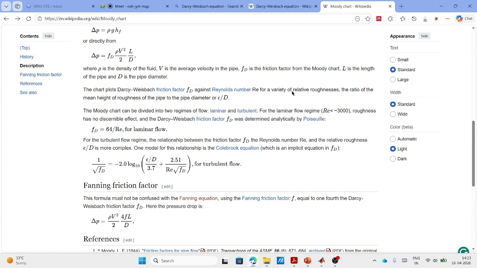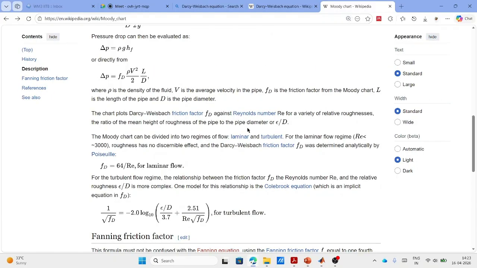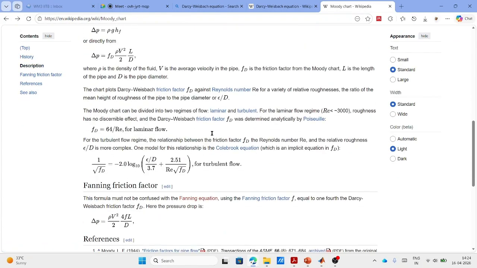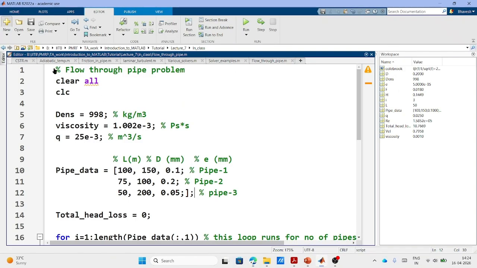Now, in this Moody chart, this Colebrook equation holds true for the turbulent flow, right? But when we are in the laminar region, the friction factor value will follow this equation, 64 by Reynolds number, right? And as you see here also, this is how it follows. Okay, so if we are in the laminar region, we don't have to employ the Colebrook equation. We can just directly use this equation. And if we are in the turbulent region, then we have to use this equation. So we have these two conditions that we have to put in, right? So we will code it accordingly.